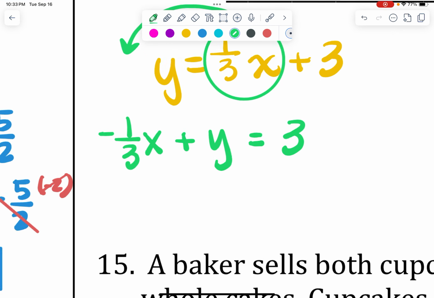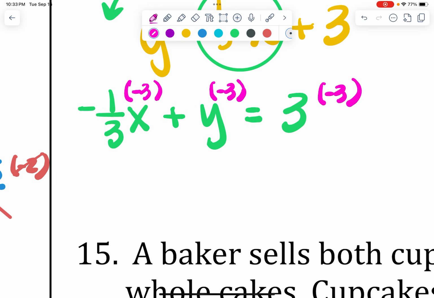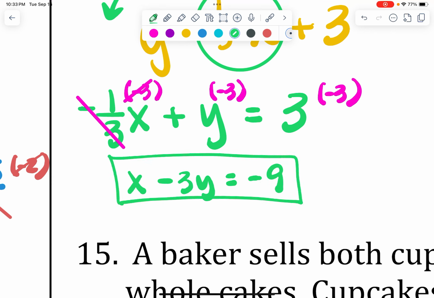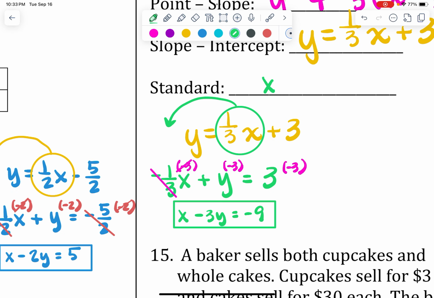Bring down everything else. And then unfortunately, just like the last problem, I have a negative and I have a divider. So I need to multiply everybody by -3 to get rid of those two things that are breaking the rules here. So this -3 cancels out with this -3. Again, if you don't understand that, just type it in your calculator. You get 1x minus 3y, and of course, -9. And that is our standard form: x minus 3y equals -9.